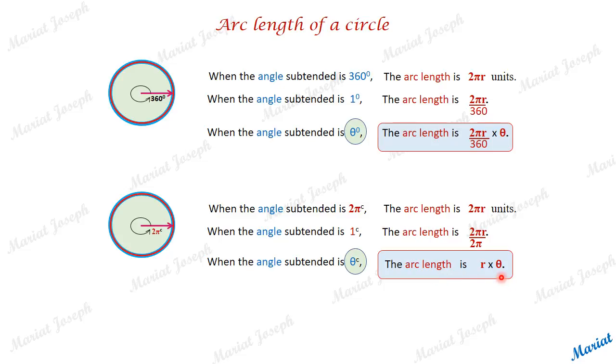So this formula we use when theta is in radians. We use this formula when theta is in degree measure. Both of these formulae are used for arc length of a circle. Remember, in this formula theta should be in degree measure. In this formula theta is in radian measure.